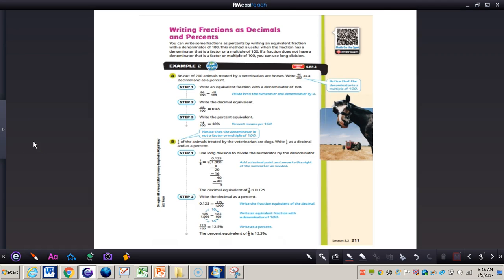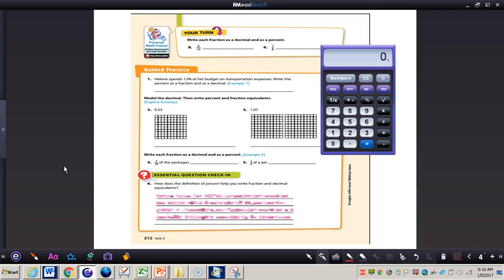Now what I would like you to do is read through page 211 in your Go Math book, look at those examples, look at the steps, and that'll help you out as we take a look at numbers 8 and 9 together. So I want you to read through page 211, and then we'll work on problems on page 212. So let's take a look at letter A. It says write each fraction as a decimal and as a percent. So 9/25, what we can do is divide the numerator by the denominator. Okay, so we take 9 and divide that by 25, and that will give us our decimal.